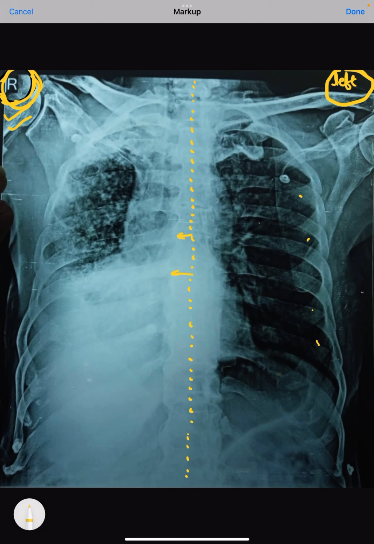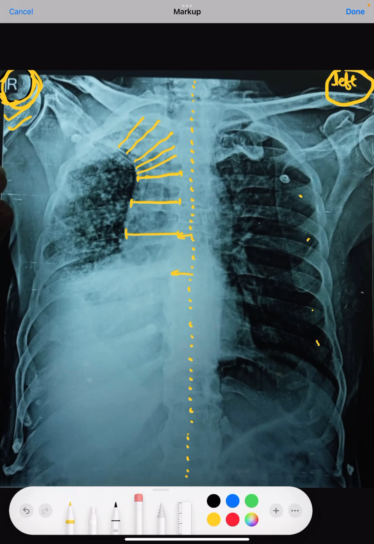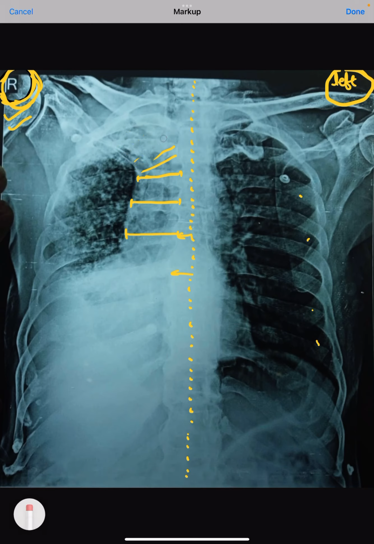And what we can see, okay, this all is shifted structure. So this all is shifted structure. So we can very nicely make out that this is all fibrosed lung. This is all fibrosed lung. That is the reason why the size of the lung is significantly reduced.